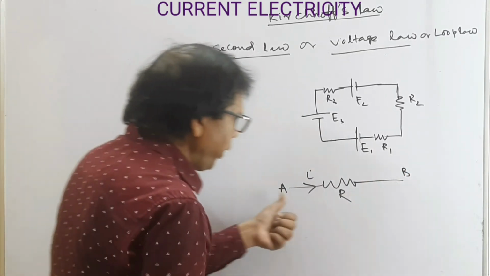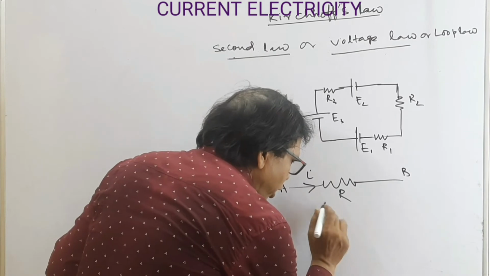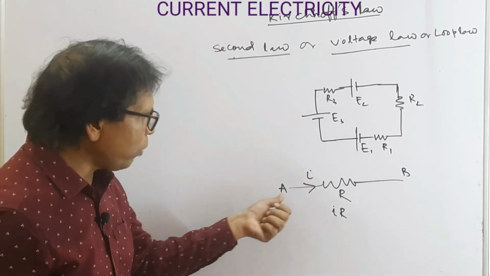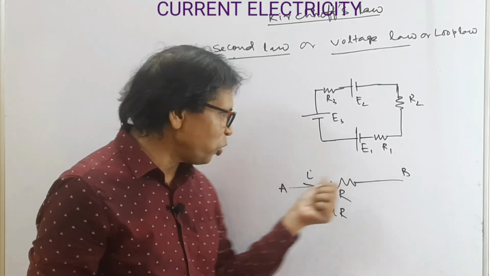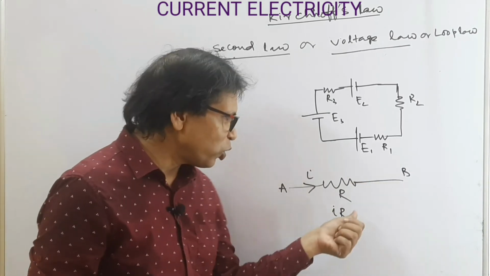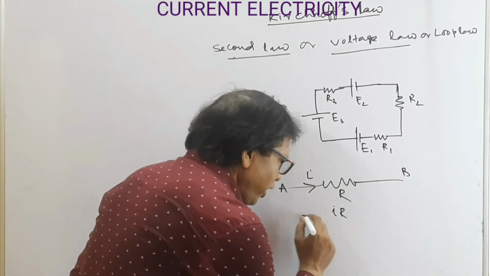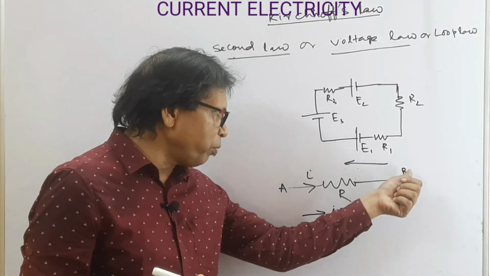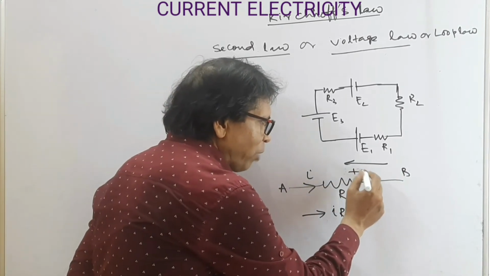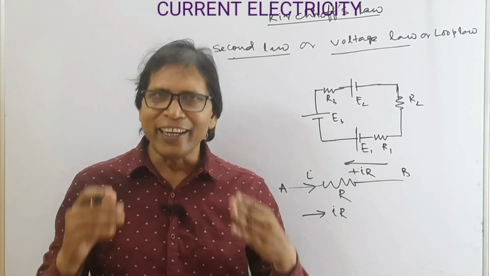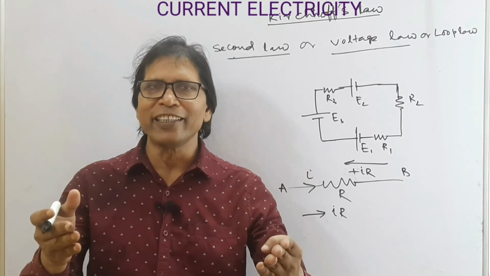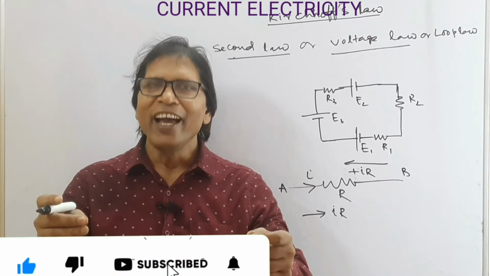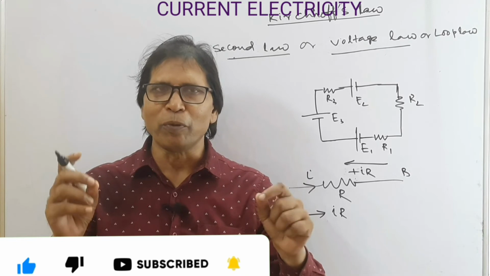As current flows from A to B, look at this potential difference. The potential difference is I into R. Now if we go from A to B, the voltage decreases, so IR is taken as negative. So in this direction IR is negative. But if you move from B to A, IR becomes positive. So in the direction of current, potential decreases, so in the direction of current IR is negative. Okay, and opposite to the direction of current, IR is positive.